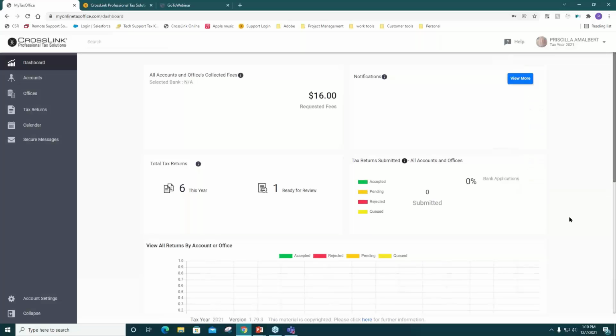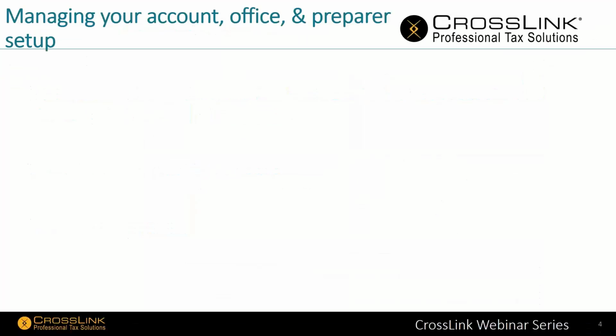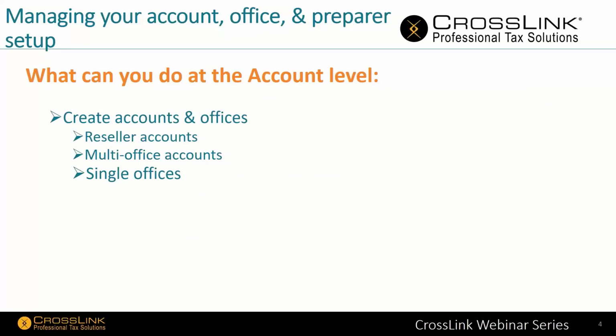So for now, let's talk a little bit more about our account level. Within that, what can we do at our account level? The account level is where you manage your business. This is your business, you own a tax shop, and this is where you can create either accounts or offices. Depending on the different account that you have, because we have service bureau accounts or multi-office accounts. A service bureau account can create additional accounts underneath them, and then multi-office accounts create single offices underneath them. And a single office is just an office with one EFIN.